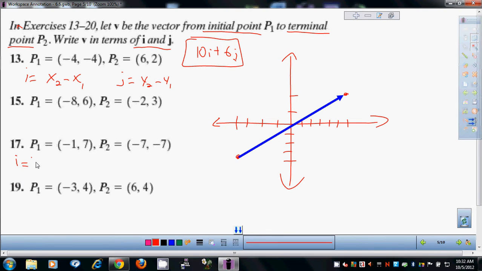The i value is going to be the terminal x minus the initial x, and the j value is going to be the terminal y minus the initial y. Negative 7 minus negative 1 is negative 6. Negative 7 minus 7 is negative 14, so that's negative 6i minus 14j. Questions?